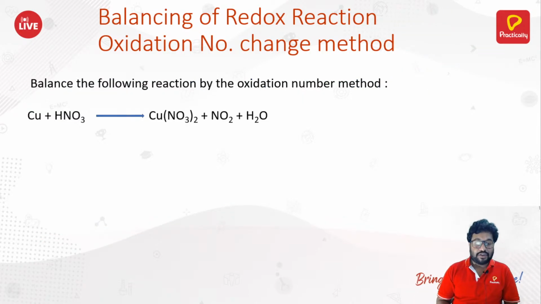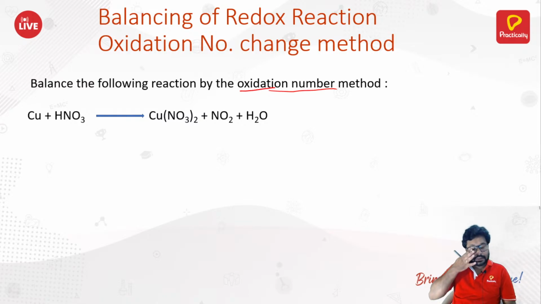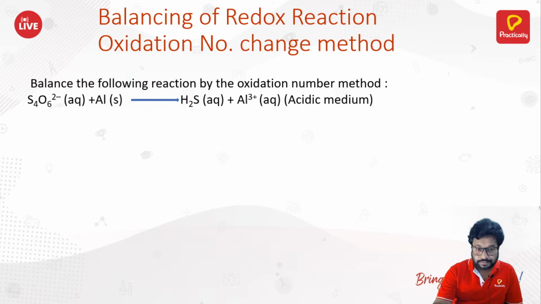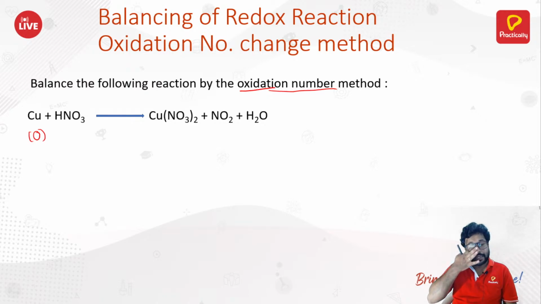Now balance the following reaction by the oxidation number method. They are asked to balance the following reaction by the oxidation number method. So firstly we need to find out the oxidation number for every element. See, the oxidation number of copper is 0 here. Oxidation number of copper is 0.